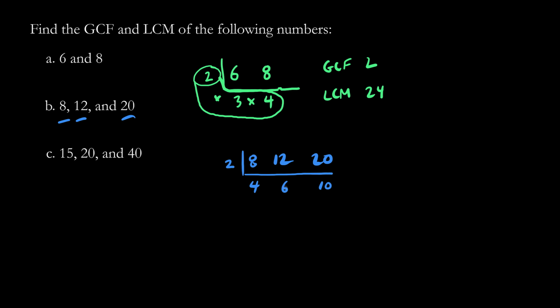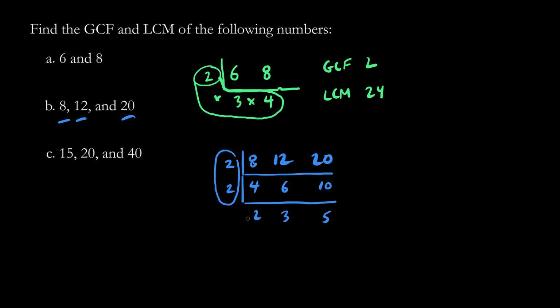As you can see, we have another factor to pull out, so we draw another L. What fits into these numbers? We'll pull out a 2. 2 times 2 is 4, 2 times 3 is 6, 2 times 5 is 10. Now here's the thing. We can't find another factor to pull out of all 3 numbers. So this here is your GCF.